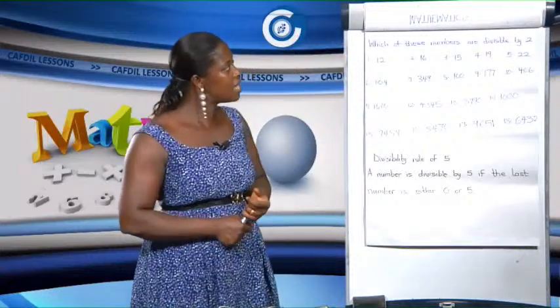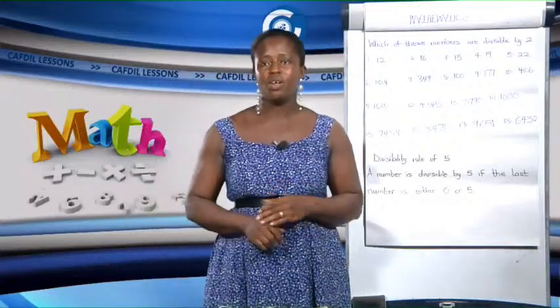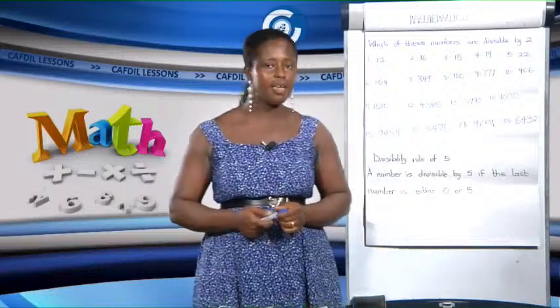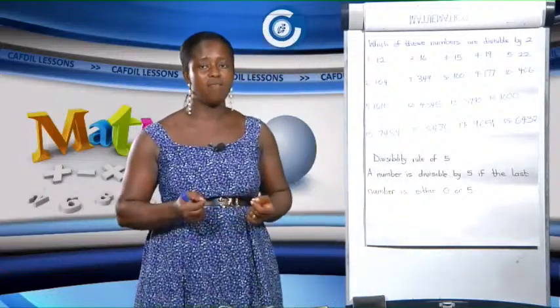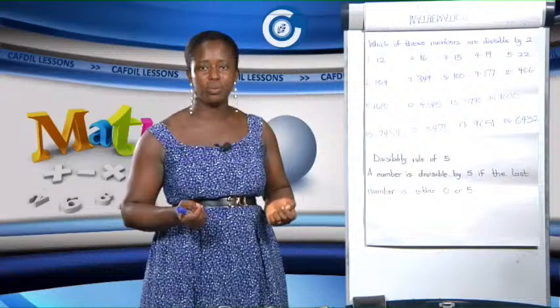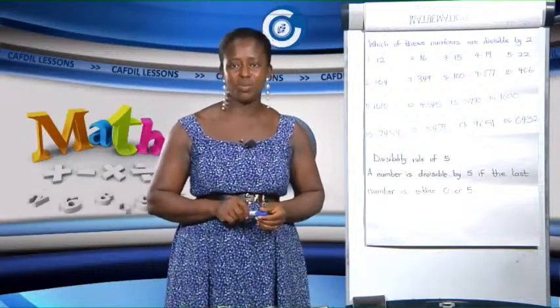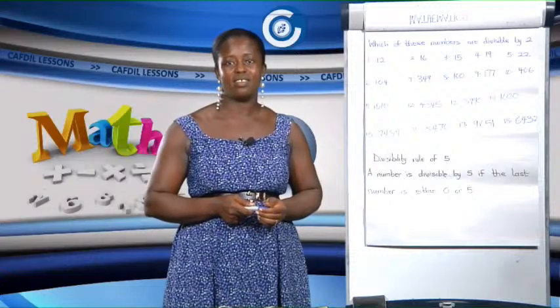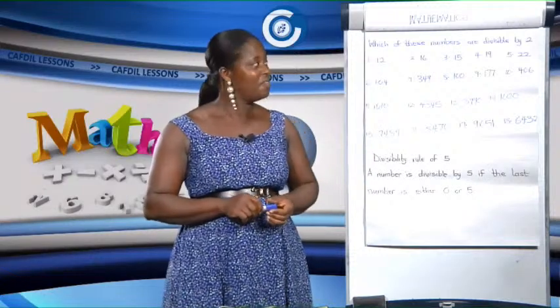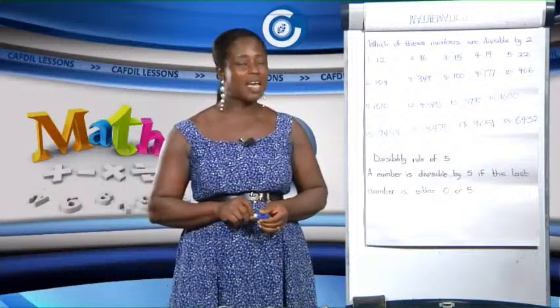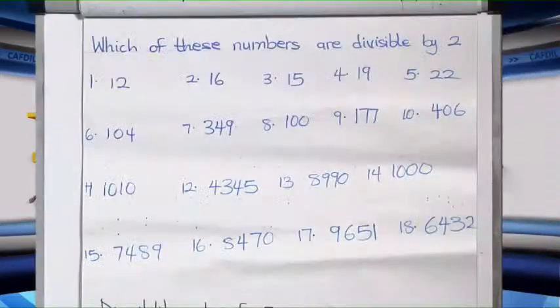Now, which of these numbers are divisible by 2? Looking at the rule, it says the number should be an even number. Example, 2 is an even number. It is divisible by 2. 4 is an even number and is divisible by 2. 8 is an even number, so it is divisible by 2.